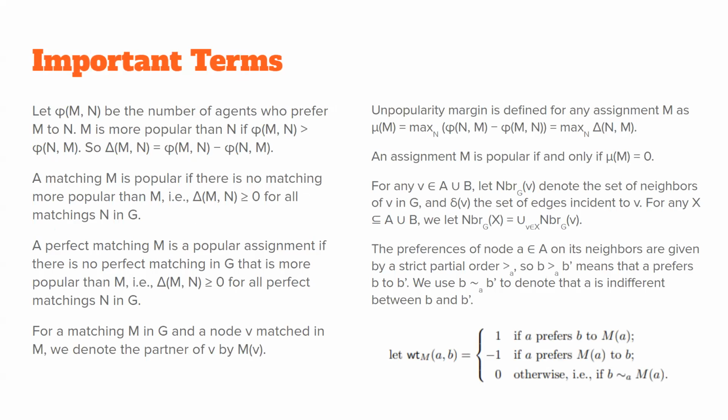Some important terms I want to draw attention to. These are some definitions, theorems and lemmas, but some important ones I want to draw attention to is that phi of M and N represents the number of agents who prefer M to N, where M is more popular than N if phi of M, N is greater than phi of N, M. So we could say that the margin of M, N is the difference between those two. Something else is the weight of matching A and B can be seen as 1 if A prefers B to A's match, -1 if A prefers A's match to B, and 0 otherwise, as in is indifferent.